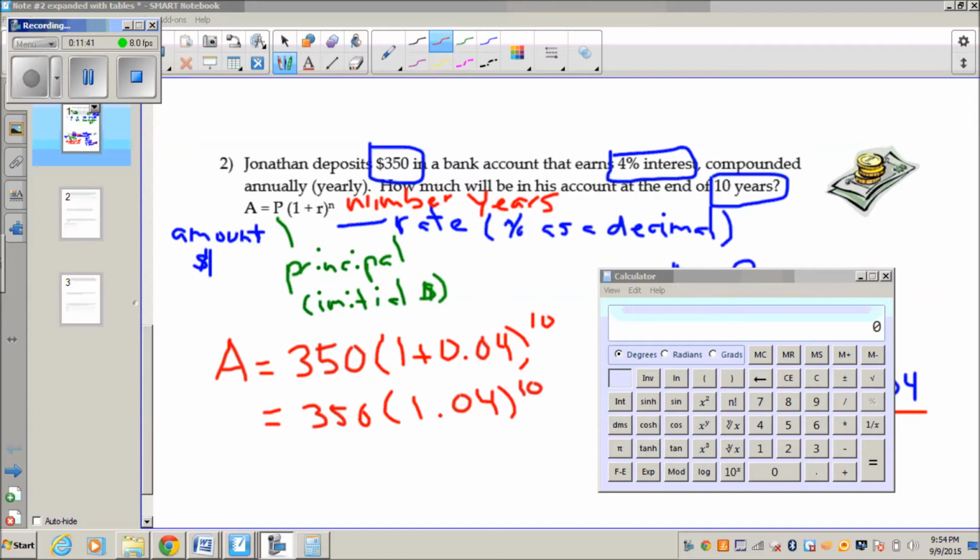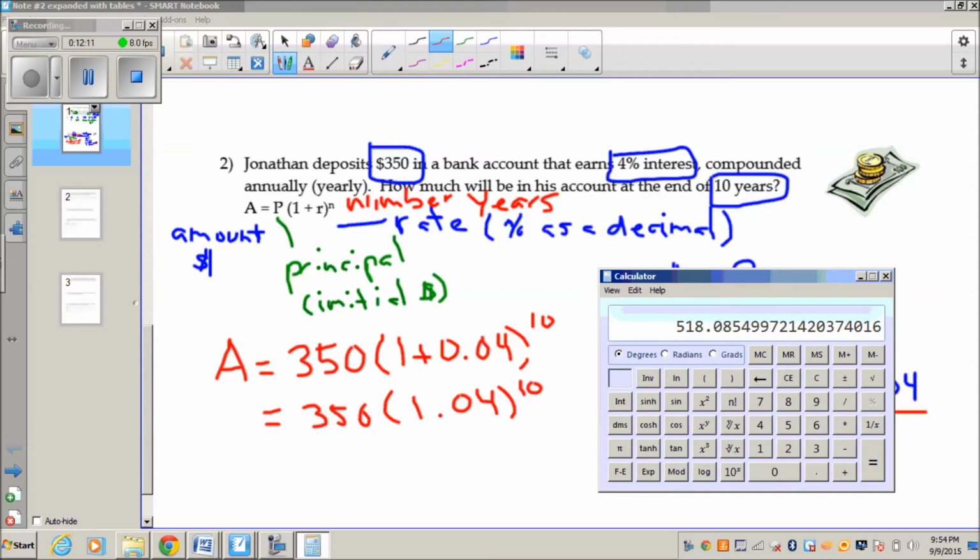I'm going to enter the information here. Yours will look a little different than mine, but this is the calculator that I have access to here. So 350 times, I'm going to open the parentheses, 1.04, close the parentheses, and I'm going to raise it to the 10th power. Raising to the 10th power on my calculator is this x to the y, but you'll see a little caret symbol, and I'm going to raise 10, equals, and this is the answer.